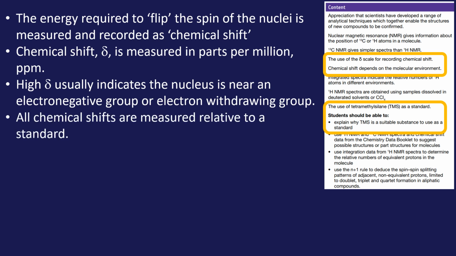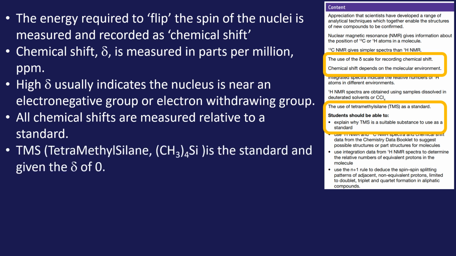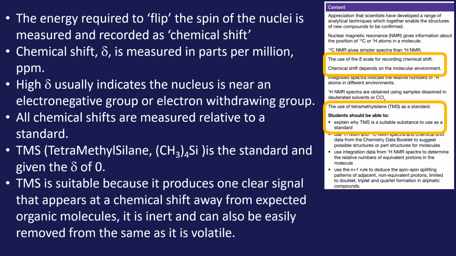All chemical shifts are measured against a standard or a reference. In the case of NMR, our reference signal is the TMS signal, which is tetramethylsilane. It's 4 methyl groups on a silicon. So tetramethylsilane, that's the standard, and we give that the chemical shift of 0. Now the reason TMS is useful is because it only produces one clear signal.